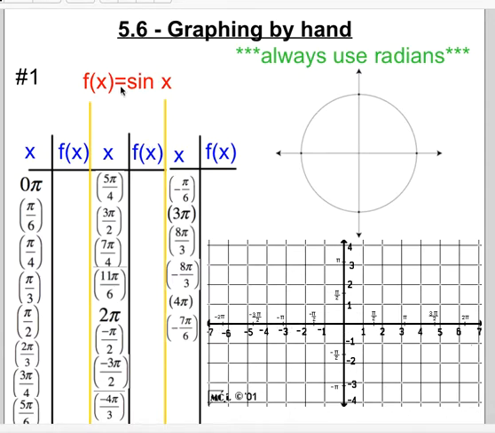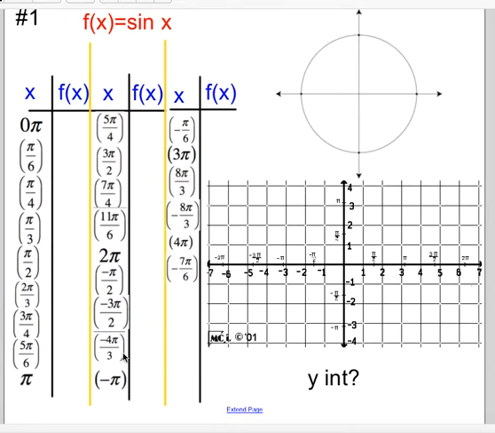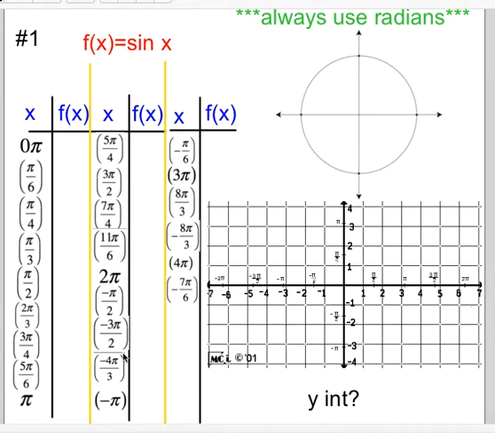So we're going to look at y equals sine x. These are all my x values. I've just pre-filled some of them out. We're not going to do all of them. It's going to take too long, and you don't really need it.